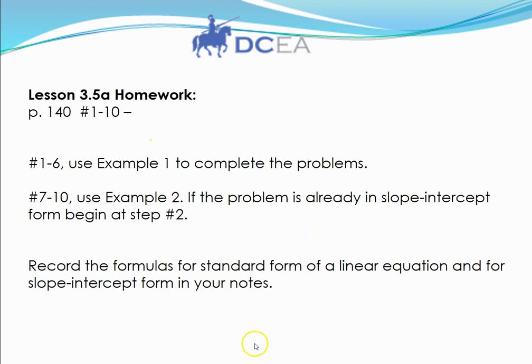Lesson 3.5a, your homework is numbers 1 through 10. Numbers 1 through 6, use example 1 to complete the problems. Numbers 7 through 10, use example 2. If the problem is already in slope-intercept form, begin at step number 2. If you have difficulty with numbers 7 through 10, contact me right away. I'll run you through the problems, and we can give you a couple more problems to practice with to make sure you have the concept.